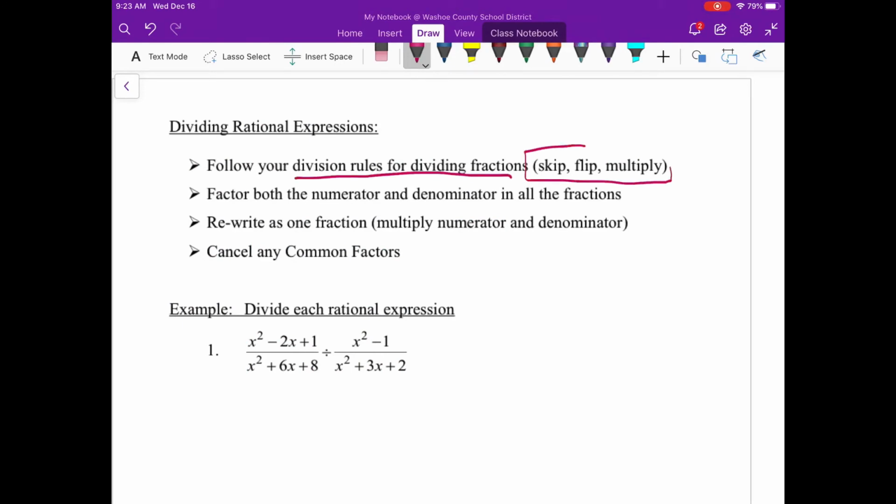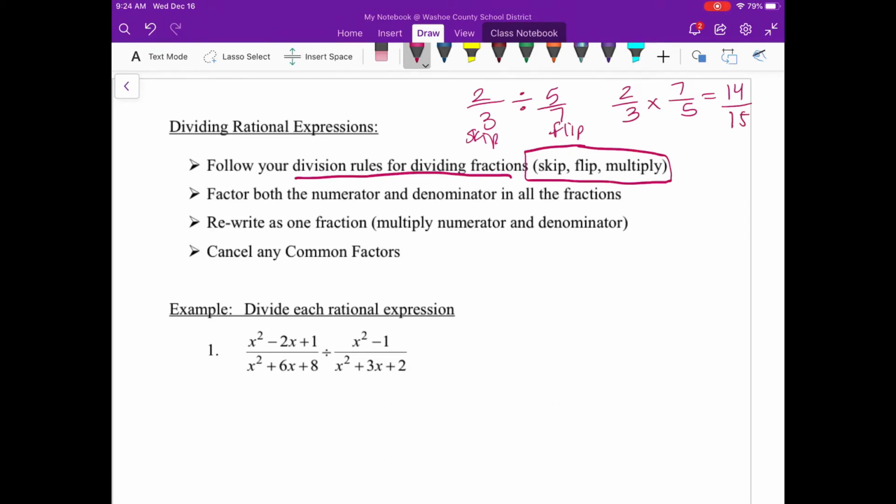So we're going to follow the division rules for dividing. Some of you may have learned it as skip, flip, multiply. I learned it as keep, change, flip. However you learn to divide fractions, something like this, you would skip this one, so leave it alone. Flip this one, so make it 7/5. And then multiply straight across, giving you 14 over 15.